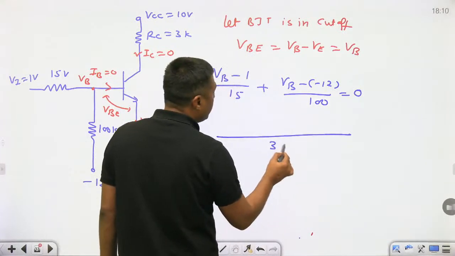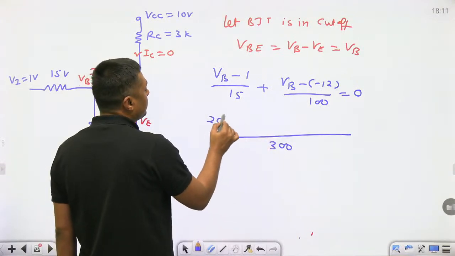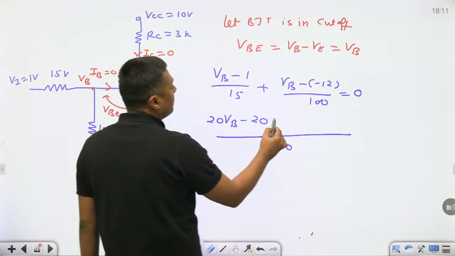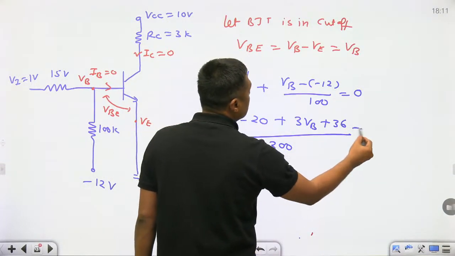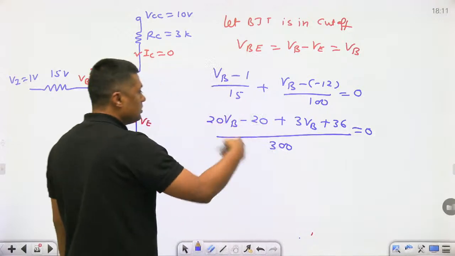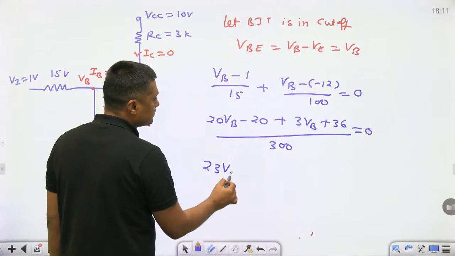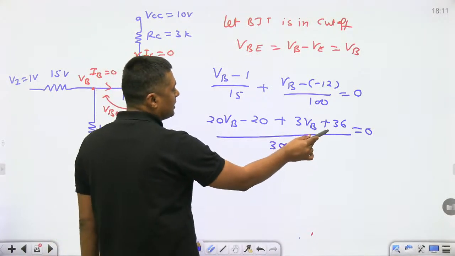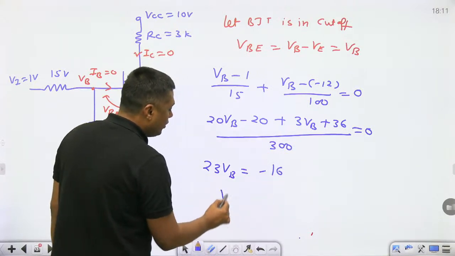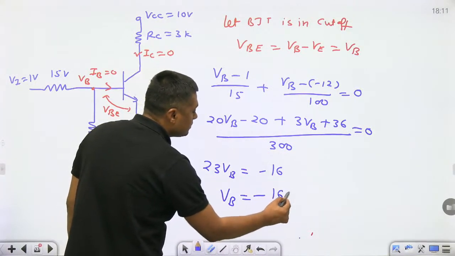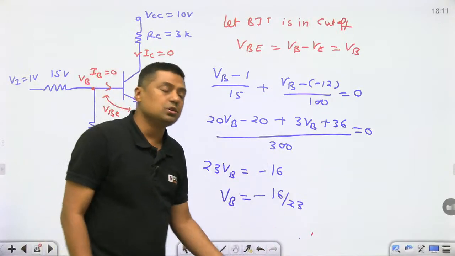You can take 300 as the LCM. So 20 VB minus 20 plus 3 VB plus 36 is equal to 0. Check my calculation also. That becomes 23 VB, and it will become 36 minus 20, that is 16, minus. Now what is the value of VB? Negative. If it is negative, what does it mean? Less than 0.0.